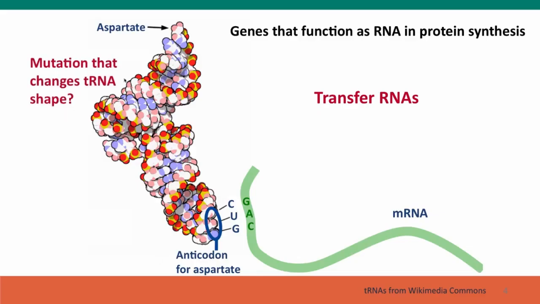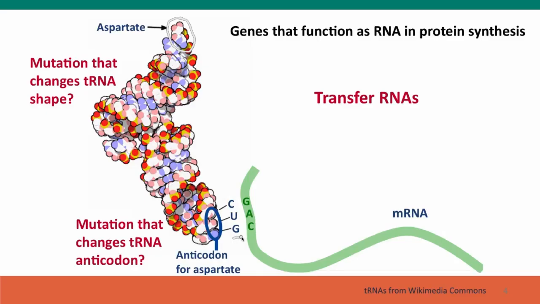So for instance, a mutation that changes the transfer RNA shape can change whether or not the enzyme that normally adds the amino acid onto the transfer RNA will act. They can either mean that the transfer RNA doesn't get charged with any amino acid at all. It basically goes into the ribosome, but it can't do its job, or it may get charged with the wrong amino acid. Even more dramatic are the effects of mutations that change the actual anticodon.